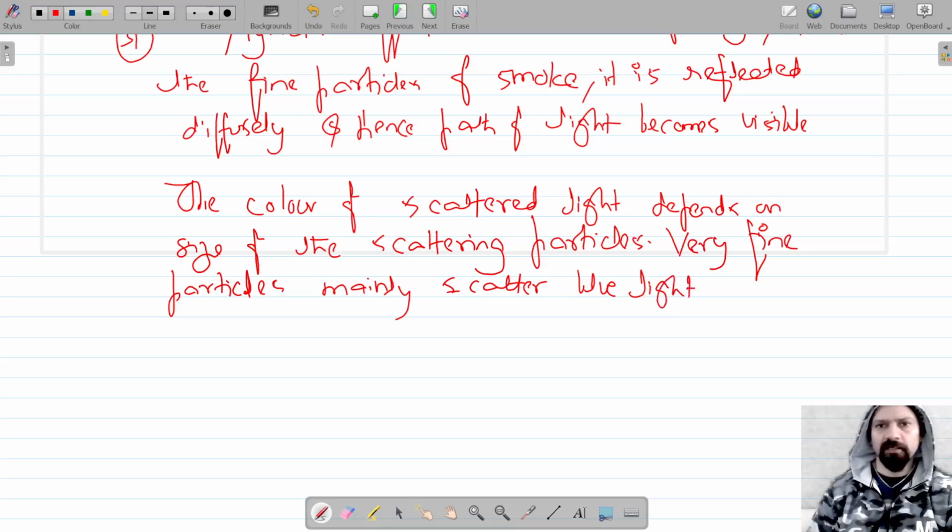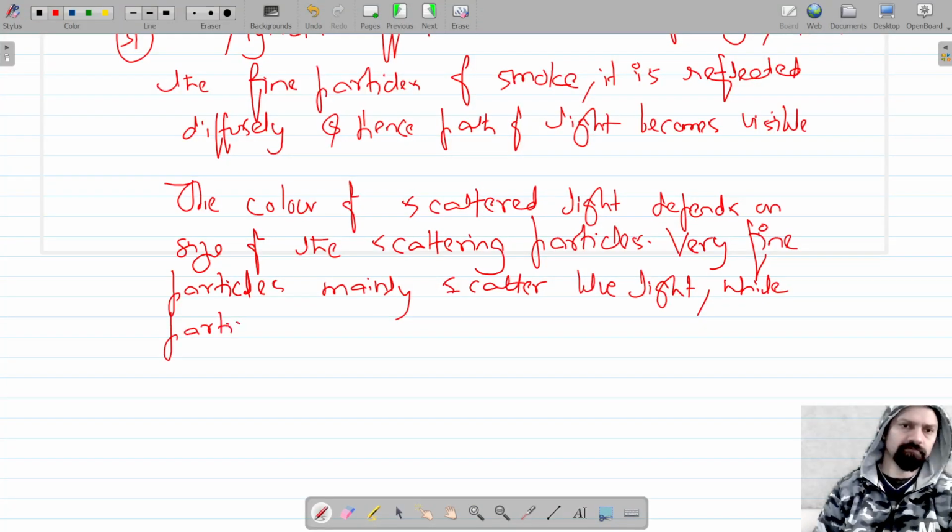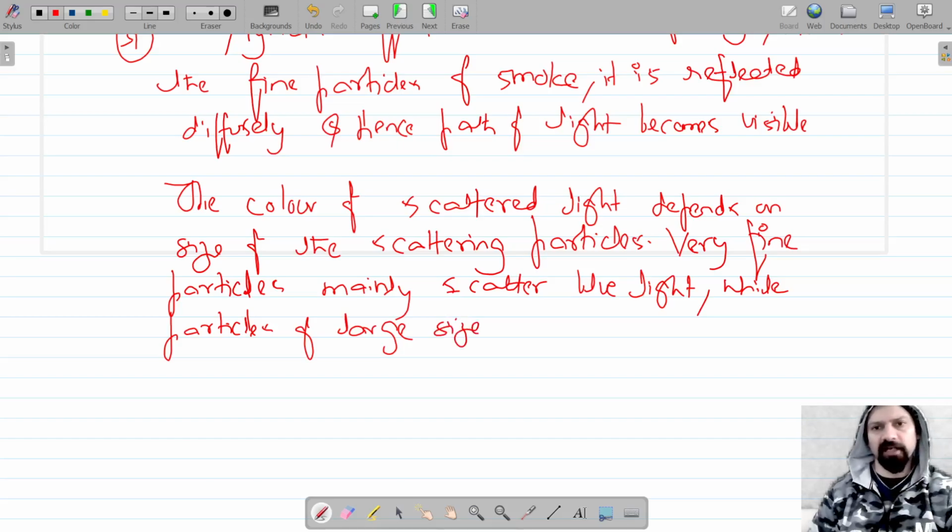And while particles of large size scatter light of longer wavelengths. So very fine particles mainly scatter blue light of shorter wavelength, while if the size of the scattering particles increases, the large particles scatter light of a longer wavelength.